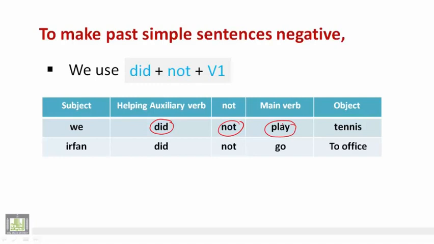Sentence number 2, Irfan did not go to office. The same thing, we used did not, and we changed the verb into its base form using go, because the original sentence was Irfan went to office.